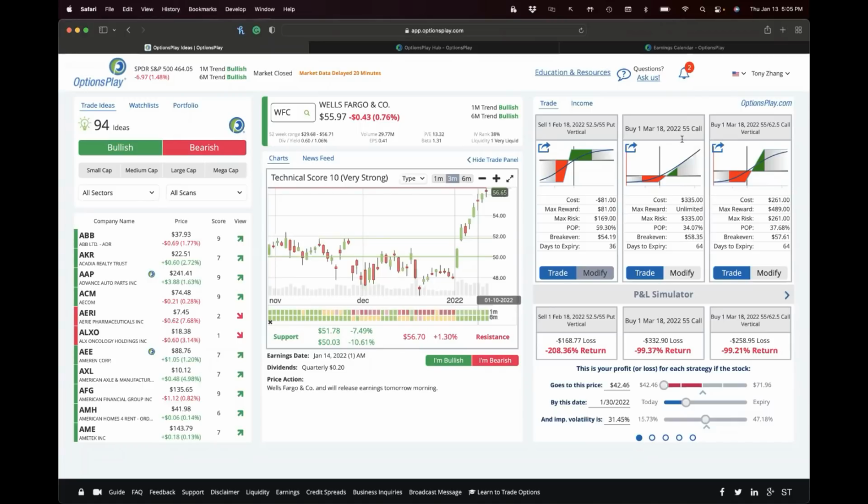Do you ever use calendar spreads to trade earnings? Yes, I would say that probably 80% of my trades are credit versus debit spreads during earnings, and then the other 20% of the time they are using calendars and diagonals.